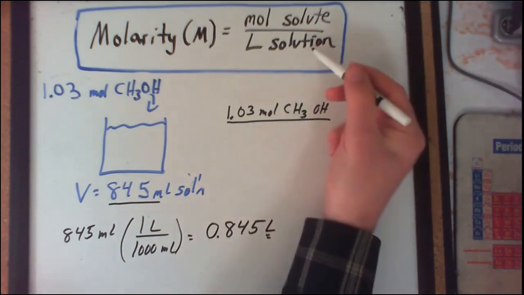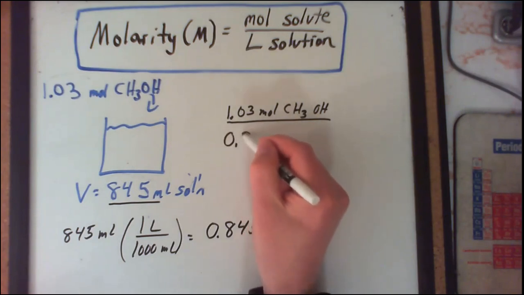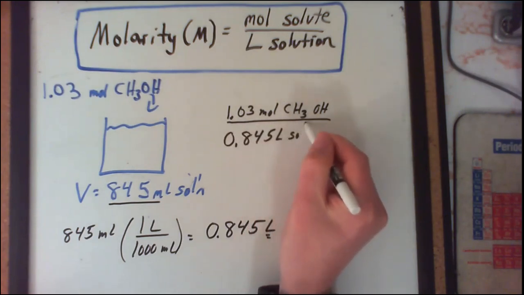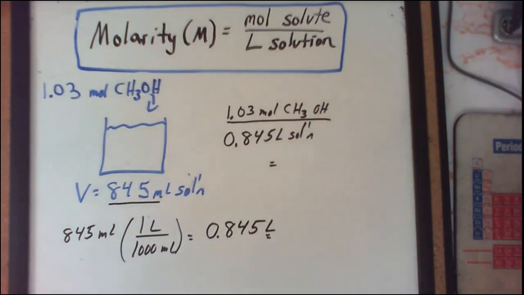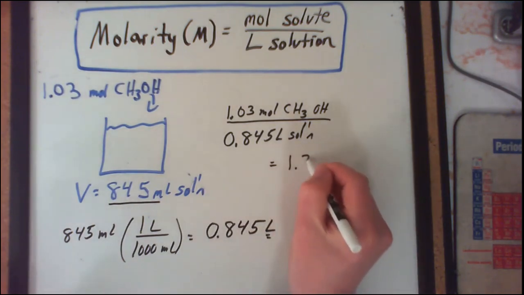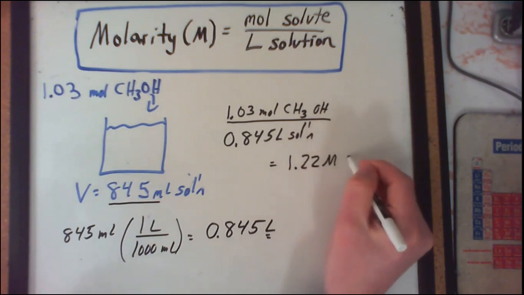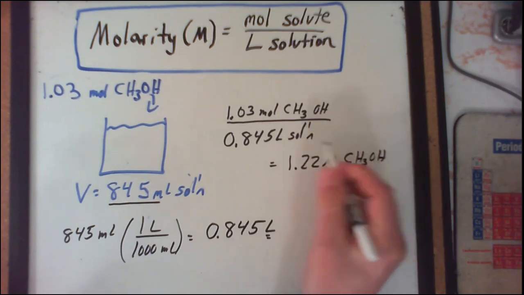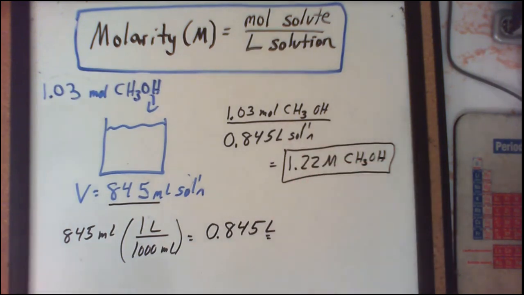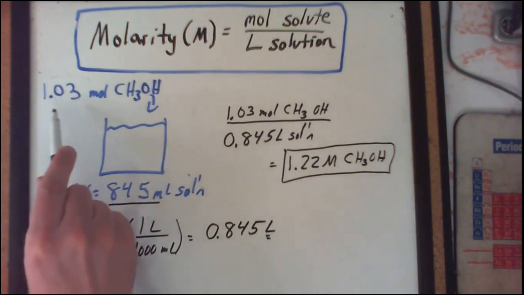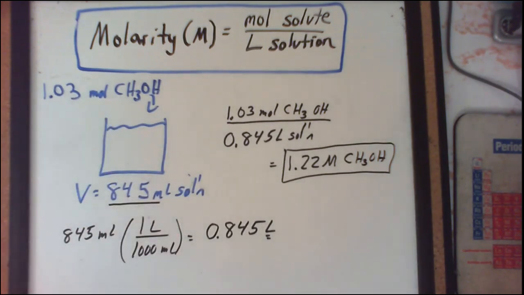So therefore, that's the number we put into the denominator of our equation. So divide by 0.845 liters. And you plug this number into our calculator, 1.03 divided by 0.845 gives us a molarity of 1.22. So 1.22 molar methanol is how we would label this solution. That will be the molarity of that solution prepared by dissolving 1.03 moles of the substance in a total volume of 845 milliliters. So two quick examples of, given how the solution is prepared, how we can calculate the molarity of that solution. We'll do two more examples, and then that'll be, I think, enough for today's lesson.